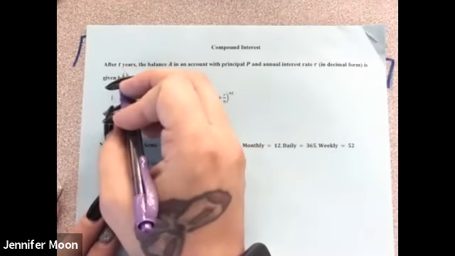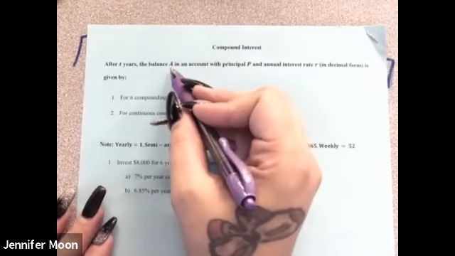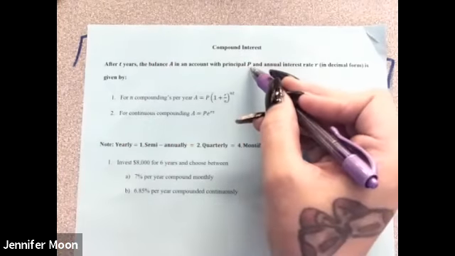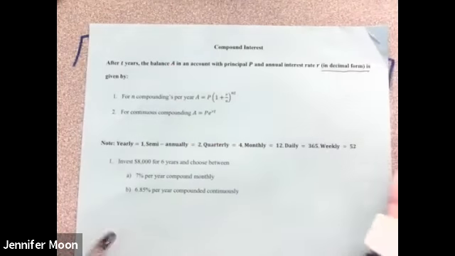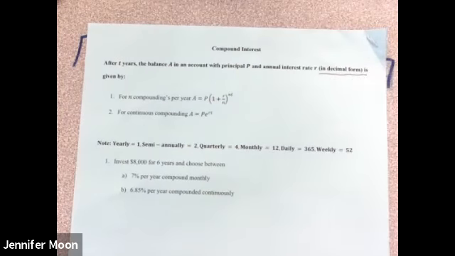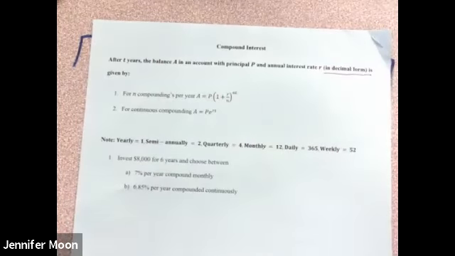So here it says after T years. So in your formula, T is your years, right? And then it says the balance, which is your A, in an account with the principal P, and an annual interest rate of R. The really important thing here is that you write your R, your interest rate, in decimal form before you even do any of your formula. Your two different options when you use compound interest is that it's either going to be compounded at different intervals throughout the year, or it's going to be compounded continuously.